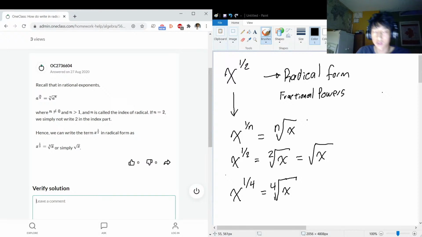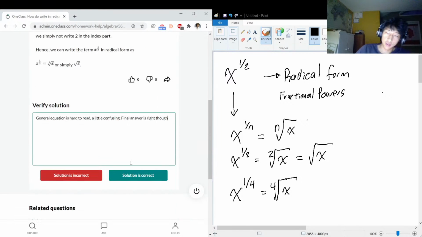I'm just a little bit concerned about the general equation. It is very hard to read. Confusing. Final answer is right though. So it's pretty good.